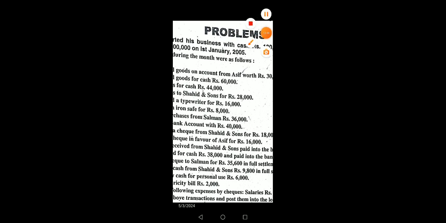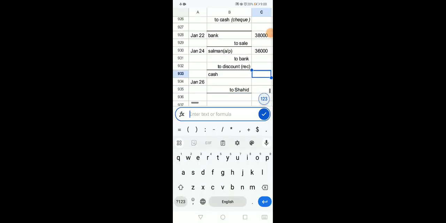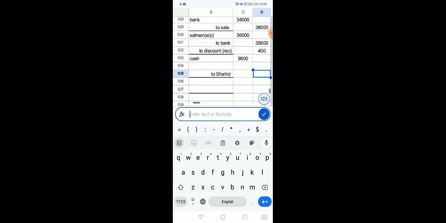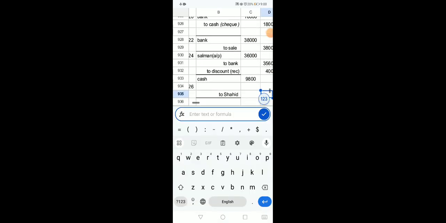That is 9,800, the amount which we have received from Shahid. So you are going to put 9,800 in the cash column. How much was the total amount? As it is mentioned, 9,800 is received in full settlement. So we have to see how much amount was receivable from Shahid.